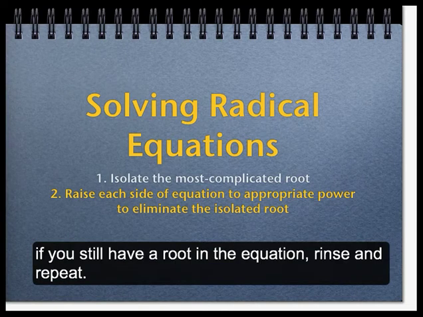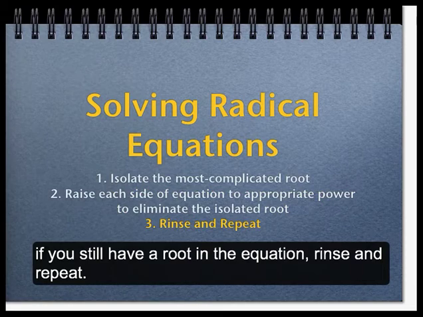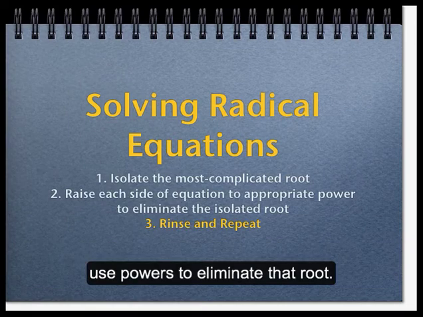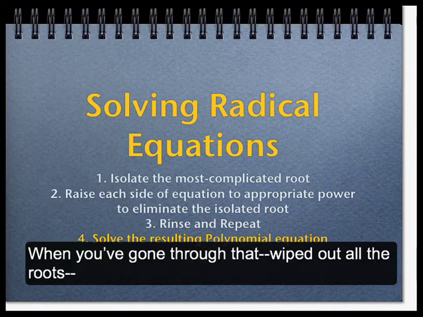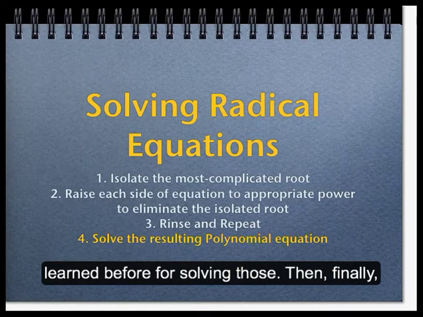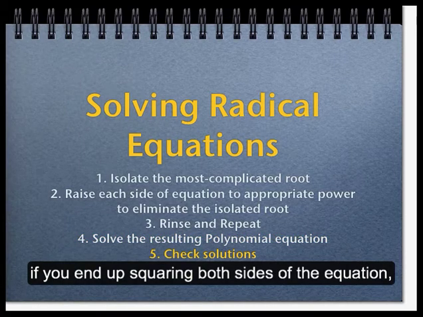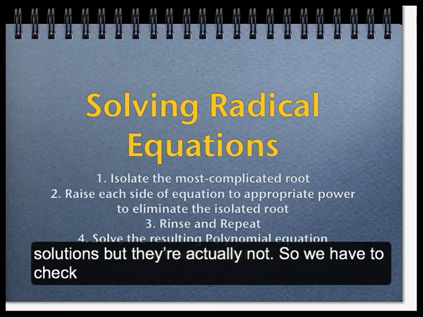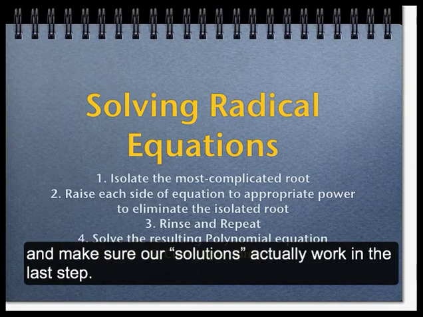And then after doing that, if you still have a root in the equation, then rinse and repeat. Do the same thing over and just isolate what's left and then use powers and eliminate that root. When you've gone through that and you've wiped out all the roots in the equation, you're going to end up with a polynomial equation, and you're going to use what you know from before for solving those. And then finally, if you end up squaring both sides of an equation, you could be creating extraneous solutions. Those are solutions that look like solutions, but they're actually not. And so we have to check and make sure that the numbers that we get actually work. And that's the last step.